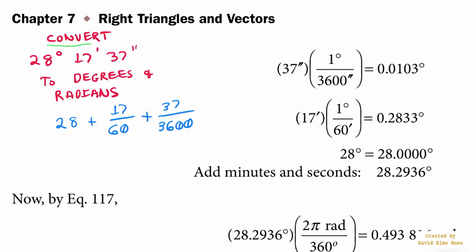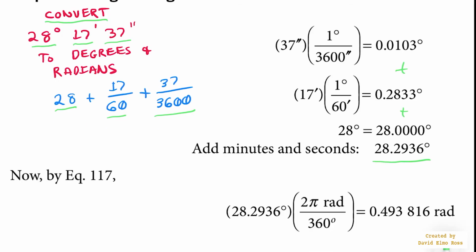Now let's convert 28 degrees, 17 minutes, 37 seconds to degrees in radians. Like we did before with the GPS, it's 28 plus 17 over 60 plus 37 over 3600. And what that means is we're just going to add these numbers together, and we're going to end up with 28.2936 degrees. Then to convert that to radians, we just multiply the degrees by 2 pi radians per 360 degrees. The degrees go out, and we're left with 0.493816 radians.